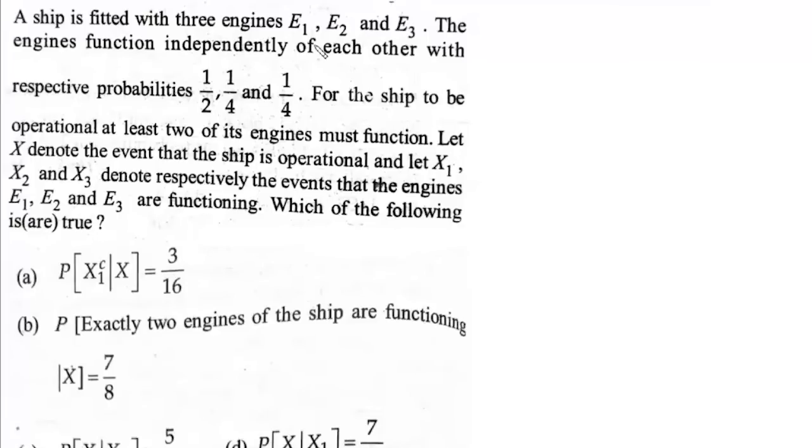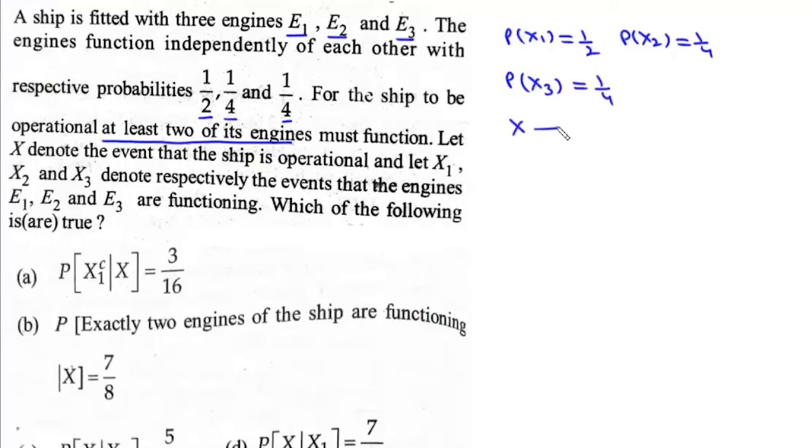Now here the question is, a ship is fitted with 3 engines, E1, E2 and E3. The engines function independently of each other with probabilities 1 by 2, 1 by 4 and 1 by 4. Now for the ship to be operational, at least 2 of the engines must function. Let X denote the event that the ship is operational, and X1, X2 and X3 denote respectively the events that engines E1, E2 and E3 are functioning. Then which of the following is or are true? Now we are given that probability of X1 is 1 by 2, probability of X2 is 1 by 4, and probability of X3 is also 1 by 4.